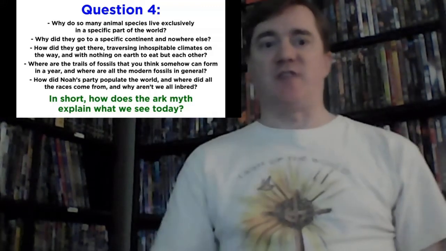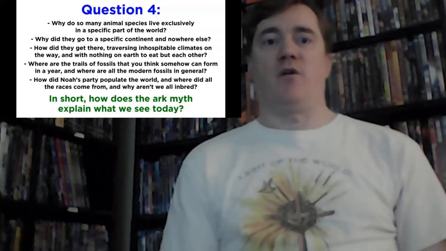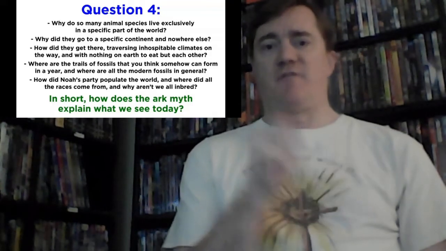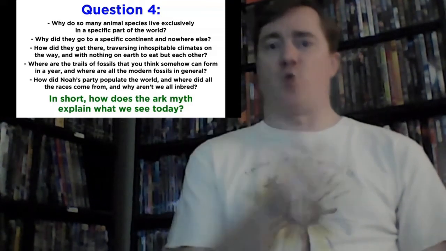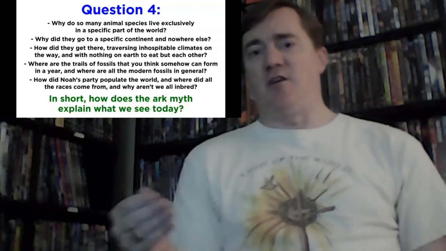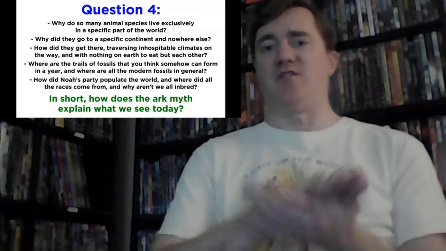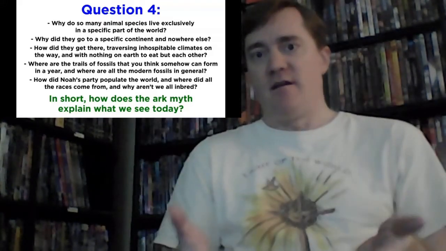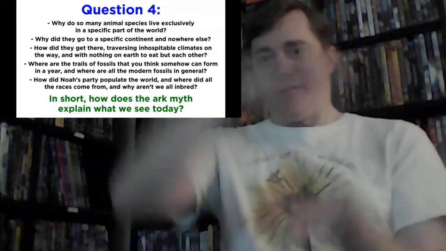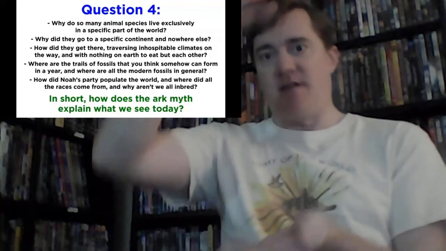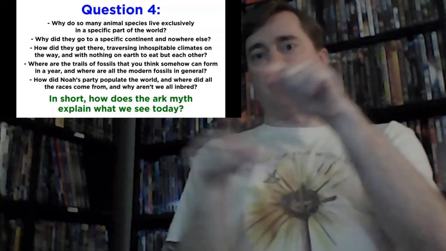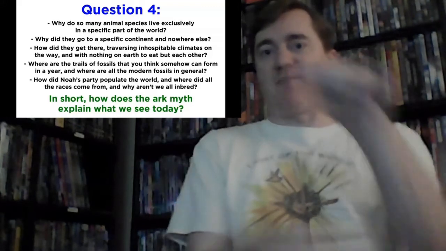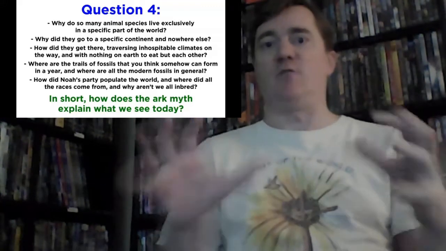It says, where are the trails of fossils that you think somehow can form in a year, and where are all the modern fossils in general? So the thing is that the fossils would not have formed in a year. The fossils would have formed over the intervening years as the animals had been trapped in the mud, suffocated, and died. Because those layers, as the water receded, where we see the fossils in the layers, okay, he has a little thing that he likes to rotate around and say, see, you can see all these different sedimentary layers that form in just a couple of minutes by just rotating this thing around. And that's what we're seeing when we see the global flood.